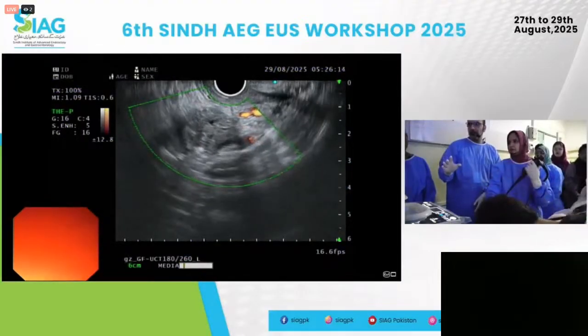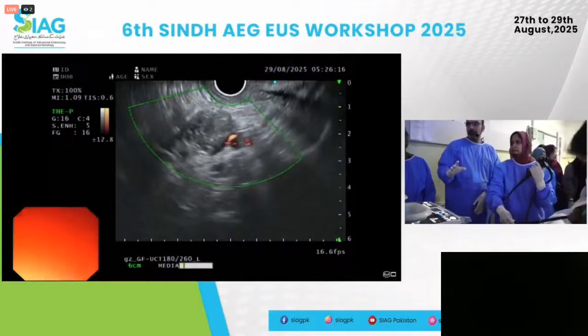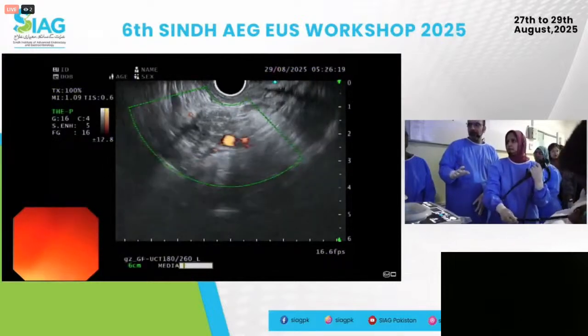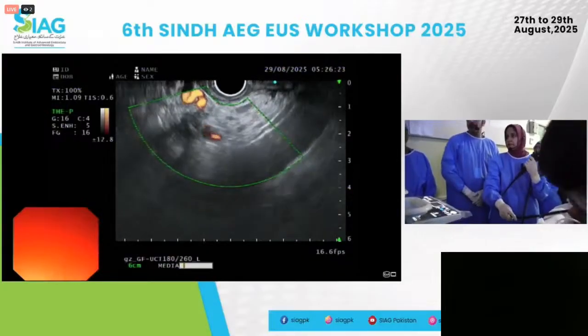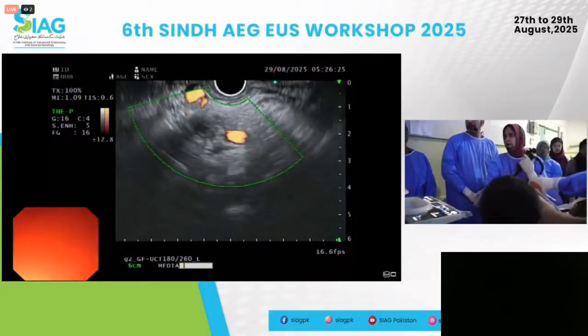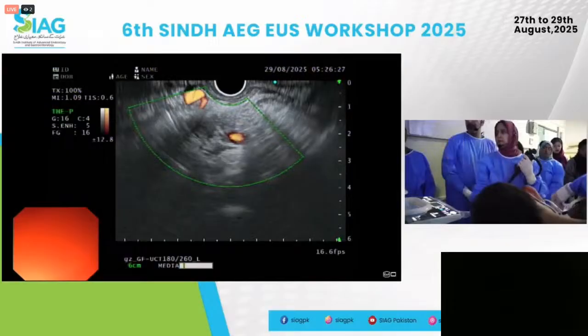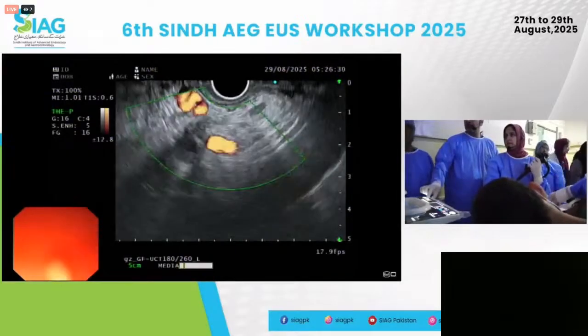I move it counterclockwise and, oh sorry, I just push in a bit. Yes, good. You relax the big wheel a tiny bit and push in. There you go. Now find us the pancreas again, and go clockwise. So that's pancreas. Keep it in view and keep going clockwise till you lose it.